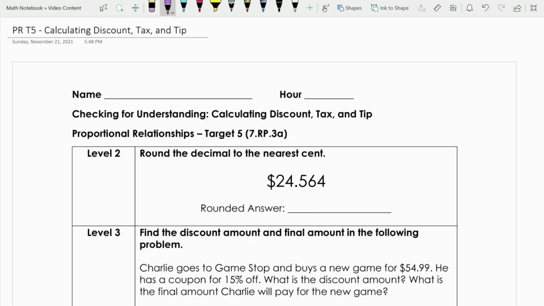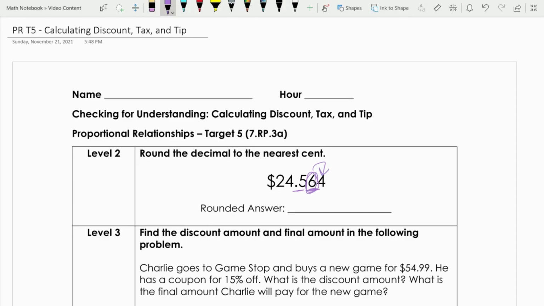So level 2, it just says round the decimal to the nearest cent. So the nearest cent, or the nearest hundredth, would be the 6, because remember, we want money to only have 2 numbers after the decimal. So here's our first number, and then our second number is right here. So in order to round to that number, we look to the 4.